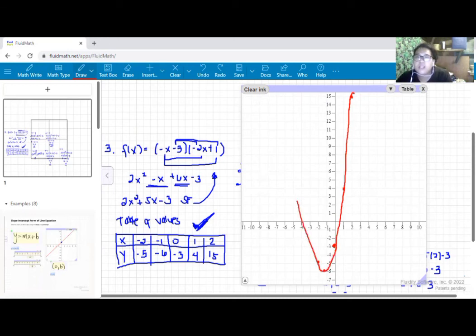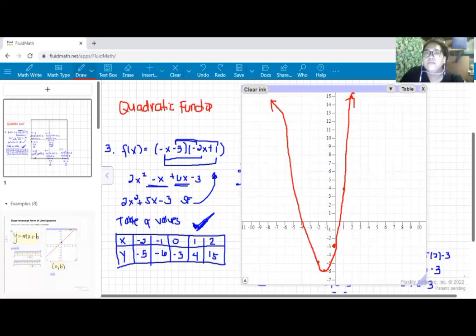So that is the line. So that is the line of our expression f of x is equal to -x minus 3 multiplied by -2x plus 1. Therefore, this is a quadratic function. This quadratic function.